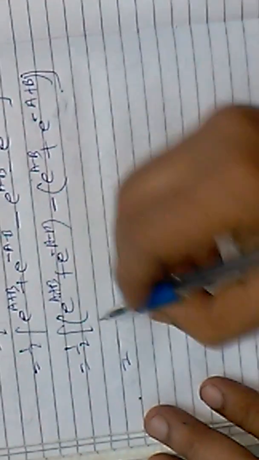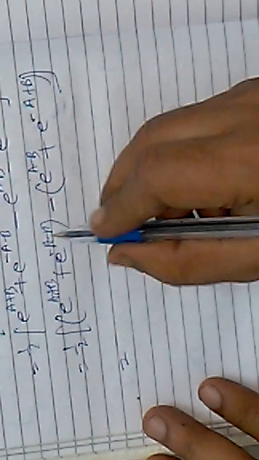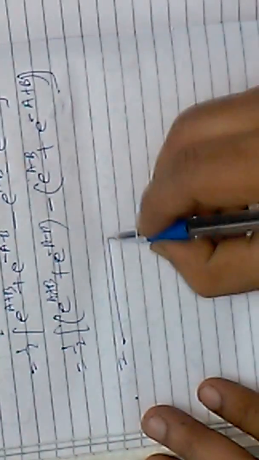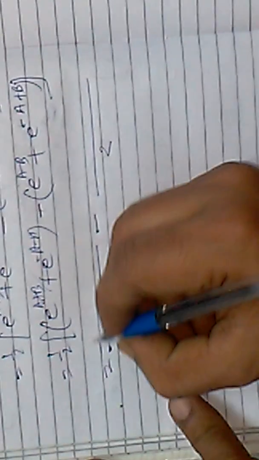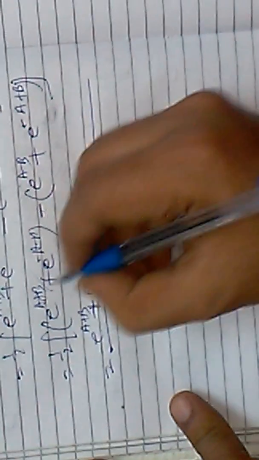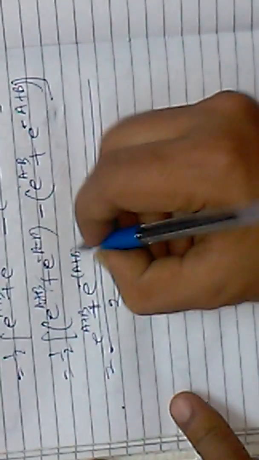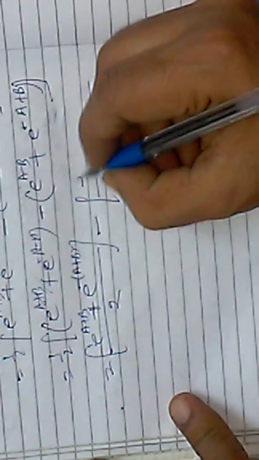Now we open this bracket, so 1 by 2 is multiplied in this bracket and this bracket, then we get 2 here and minus and 2 here. And we see in the numerator e to the power A plus B plus e to the power minus (A plus B). Also we write this as e to the power A minus B plus e to the power minus (A minus B).